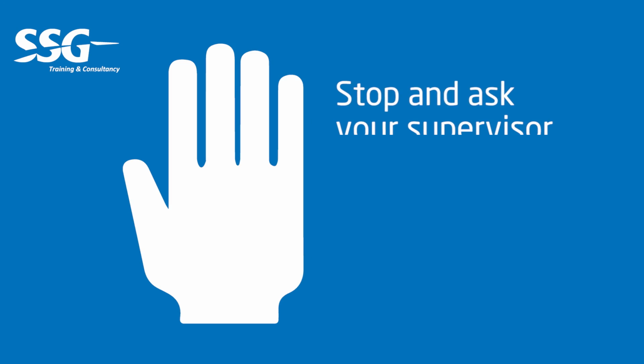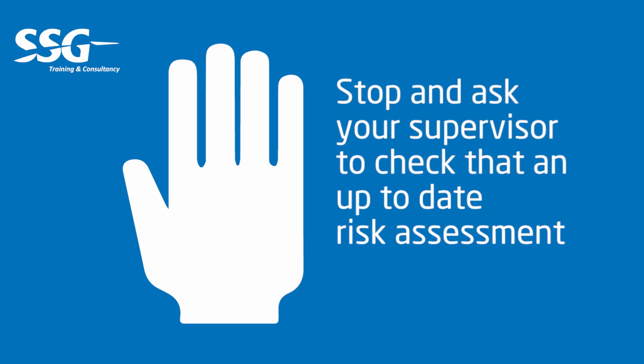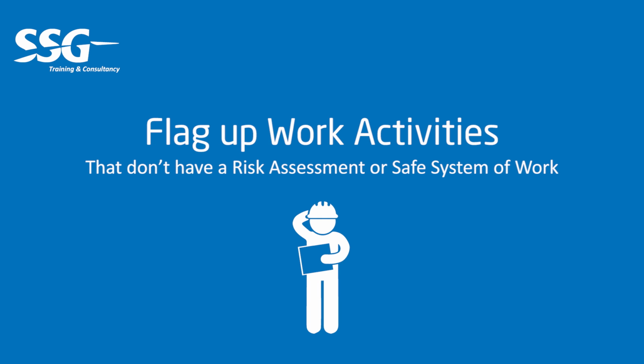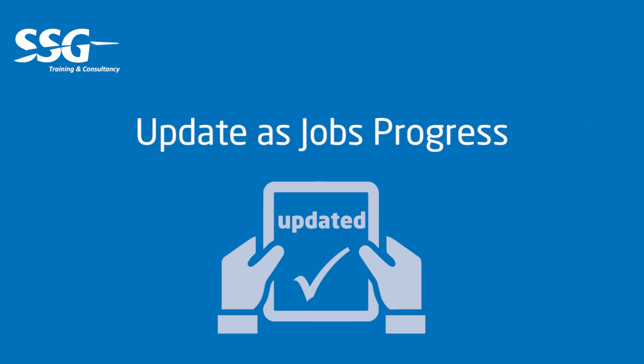If a risk assessment or safe system of work doesn't reflect what you're going to be doing, stop and ask your supervisor to check that an up-to-date assessment is in place. Flag up any work activities that don't have a risk assessment or safe system of work. And finally, ensure that both documents are updated as jobs progress to ensure that all foreseeable hazards are controlled throughout the task.